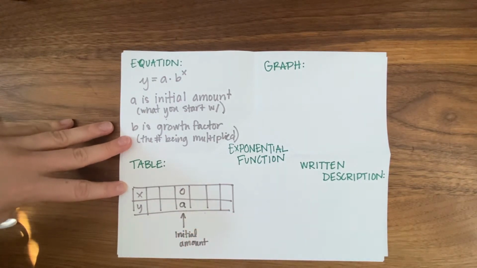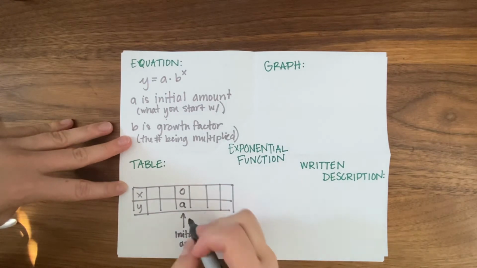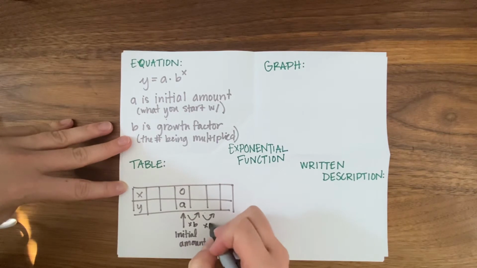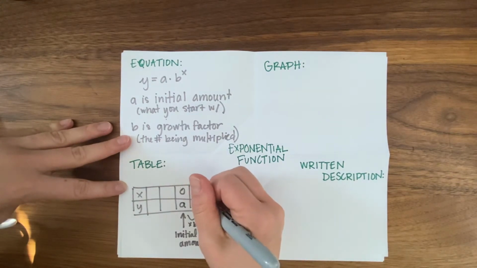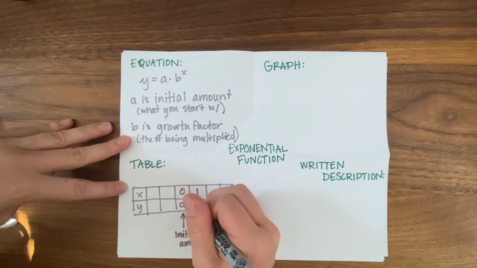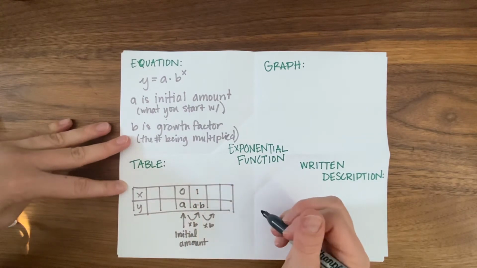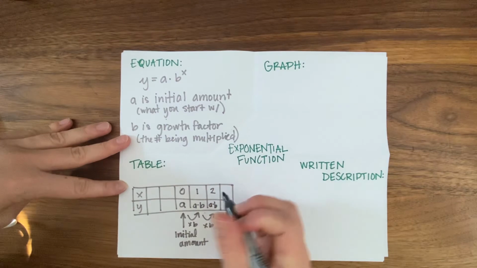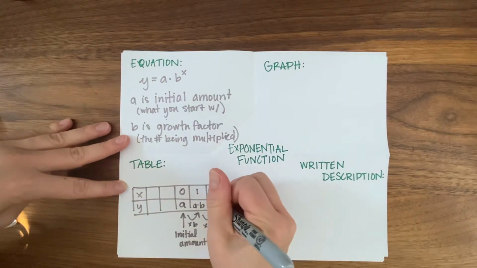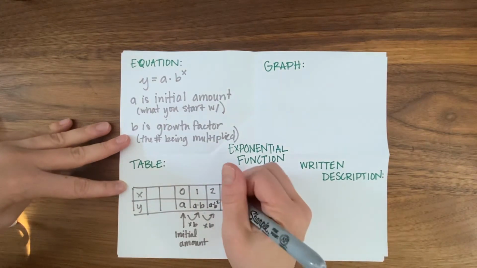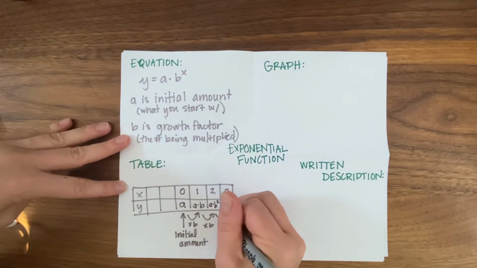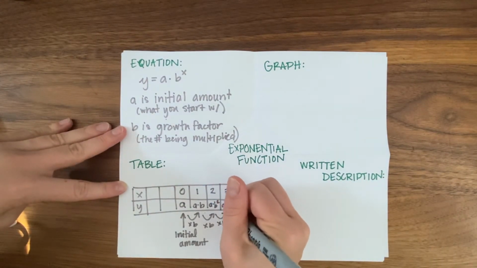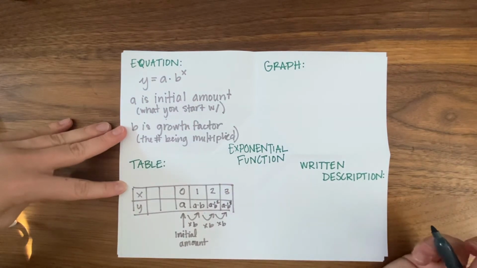And since our equation is multiplying by b every single time to move over 1, when x is 1, we're going to have a times b. And when x is 2, we're going to have a times b, or a times b squared. And when x is 3, we're going to multiply it by b again to get to the next value. So we'll have a times b cubed.